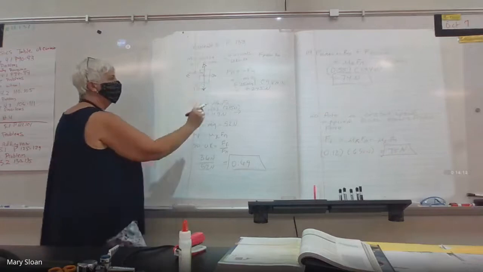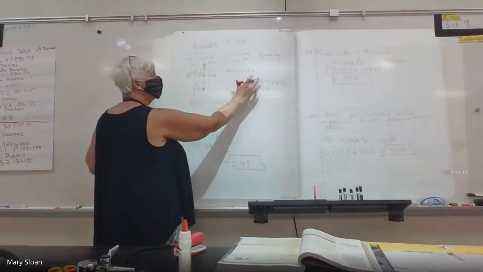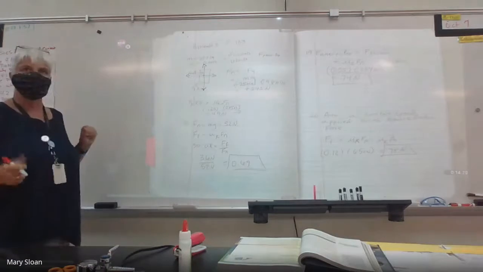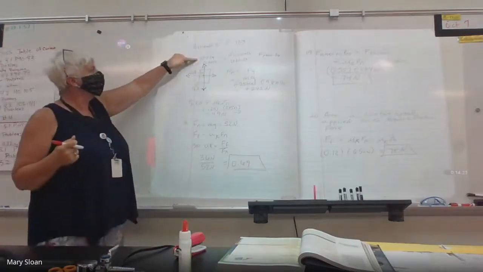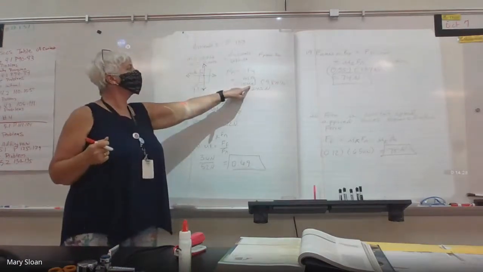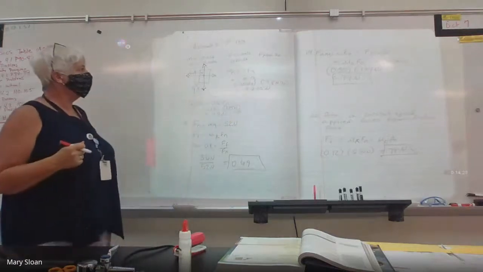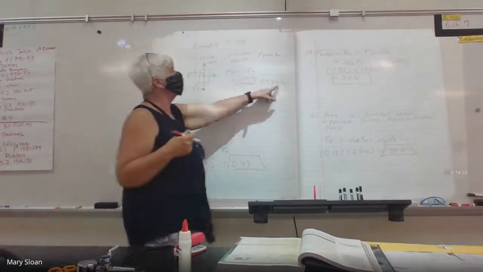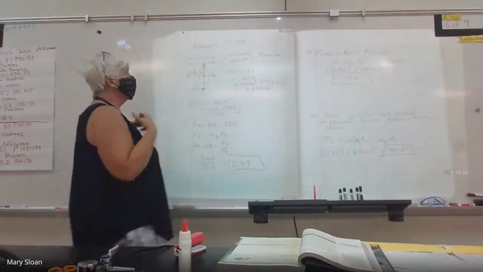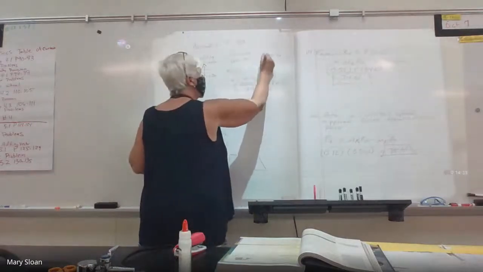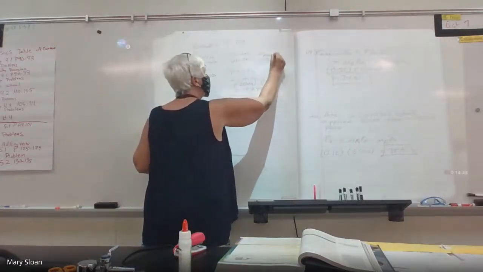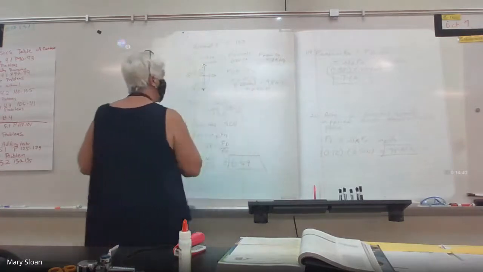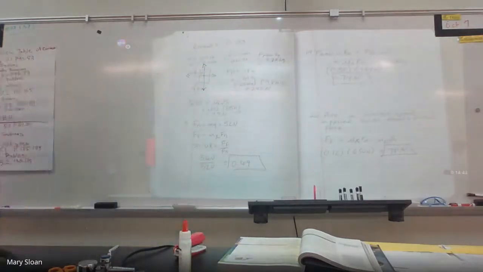To be able to find that, I'm going to do my mass times my gravity. So where's my mass? There's my mass, 25 kilograms. Where's my gravity? Well, I know gravity is 9.8 newtons per kilogram. So if I wanted to, I could probably put that up here too. And I multiply those. So get out your calculator, open it up, and do your multiplication of those two things, please.